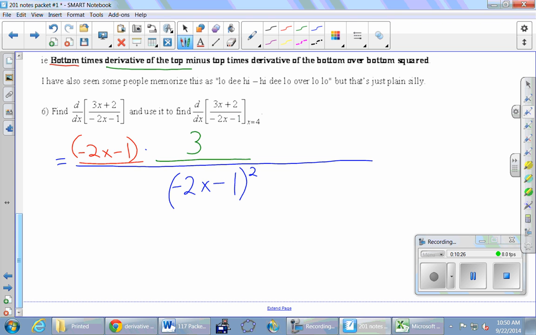Next thing, minus. And then we're doing top. Let's do this guy in purple. So right here, we're trying to do the top. What's the top? 3x plus 2. Copied down, in parentheses. Times. And then we'll underline here in black, the derivative of the bottom. So right over here, what's the derivative of the bottom? -2. That's the derivative. Any questions on any of those pieces?